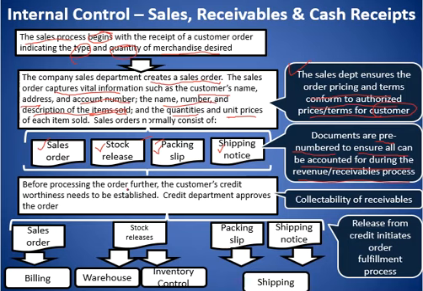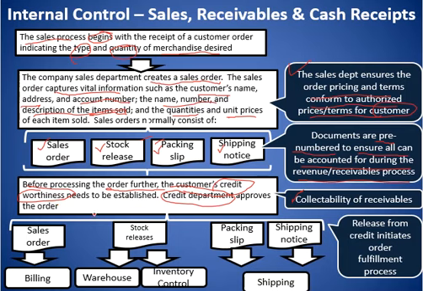Now, before processing the order any further, after the sales order is created, the customer's creditworthiness needs to be established. So in order for the order to move forward, the credit department needs to be able to approve the order. And of course, that ensures that we're going to have a high probability regarding the collectability of the receivables, because when you think about it, we're releasing assets to a customer and we want to receive an asset in the form of a payment in return.